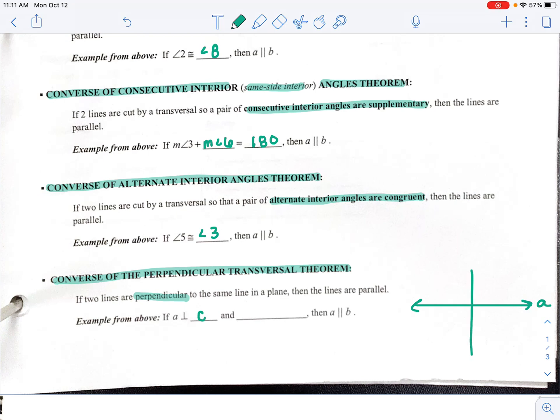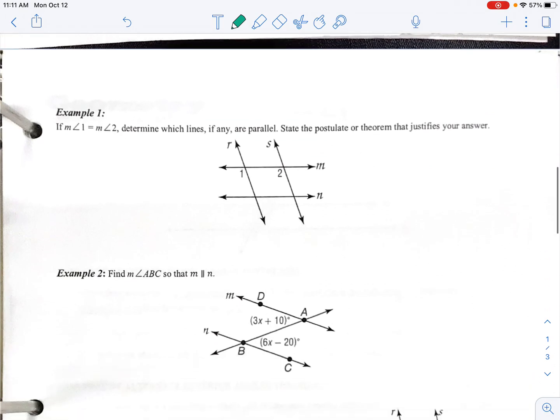It's going to be perpendicular to line C. Perpendicular lines cut each other at a right angle. Okay, and we're going to say that B is perpendicular to C. So here's line C. You need to draw B so that it's perpendicular to C. So B would look something like this. If that happens, you'll notice that A and B are parallel to each other then.